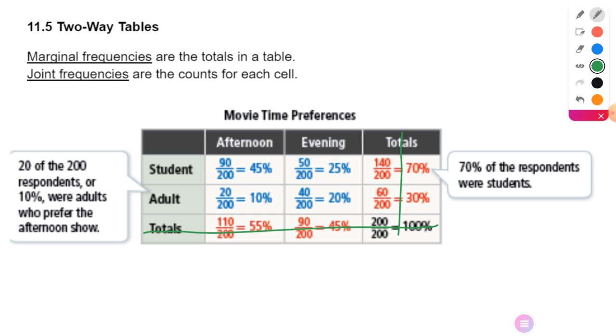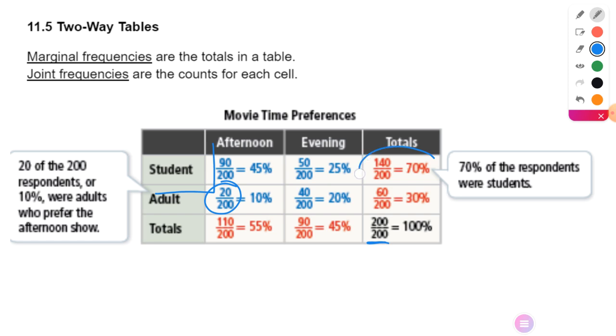The joint frequencies are the counts for each cell. So 50 people, 90 people, 20 people, 40 people. Those are the joint frequencies. Now what do they mean? Well, let's see. This box right here, 20 out of 200. 200 is the total people that were surveyed. And this says that 20 of these people were adults that prefer going to the movies in the afternoon. 20 divided by 200 is 10%.